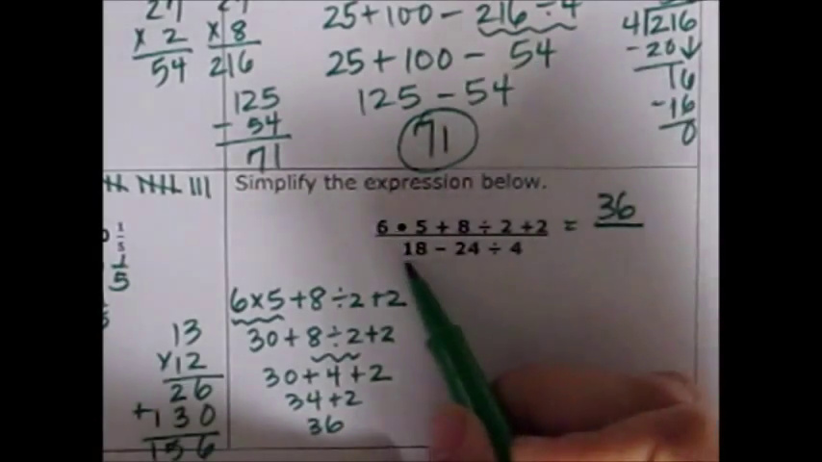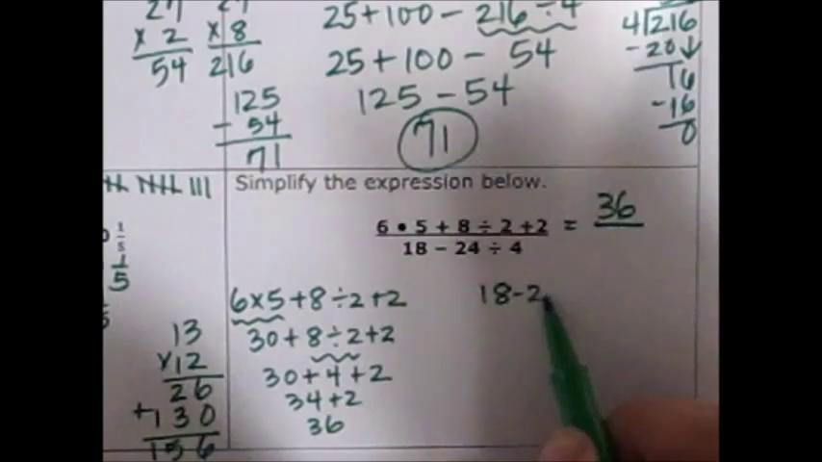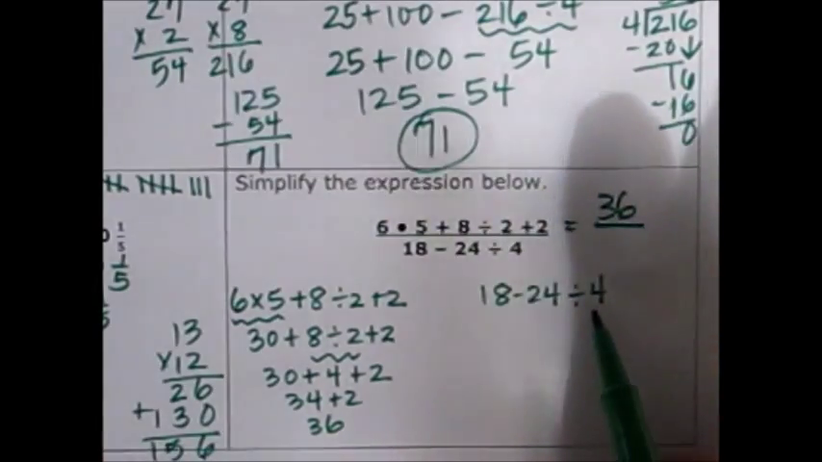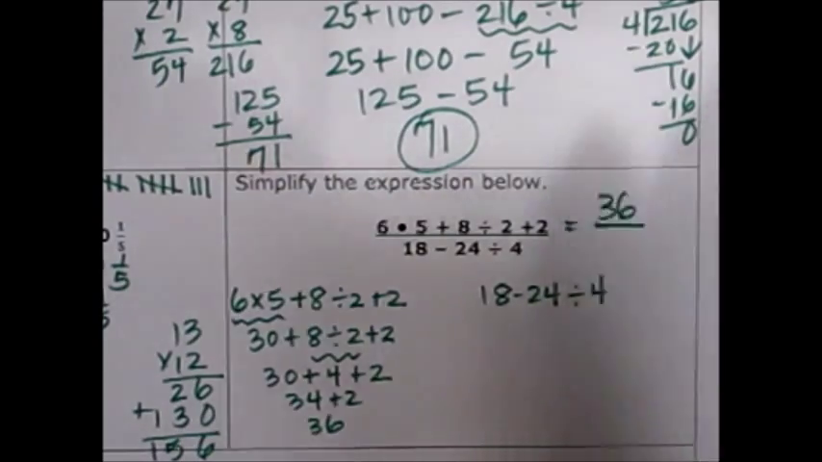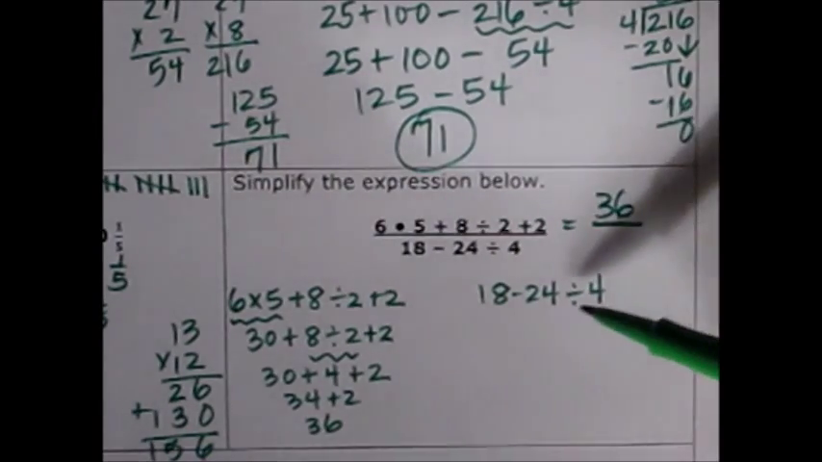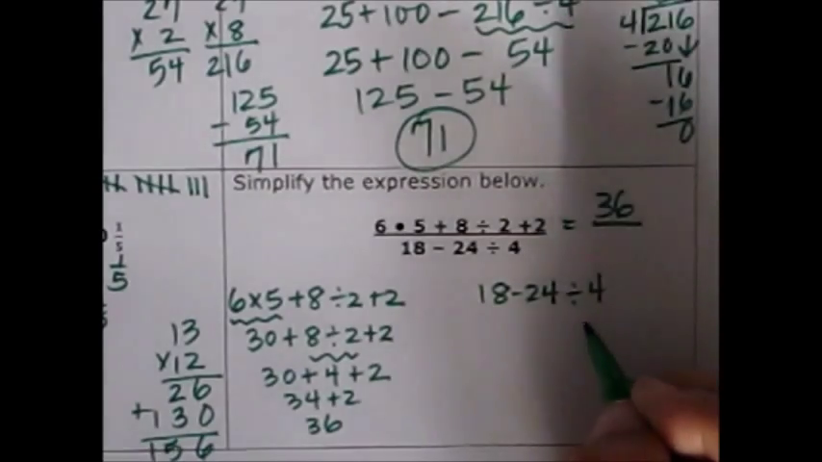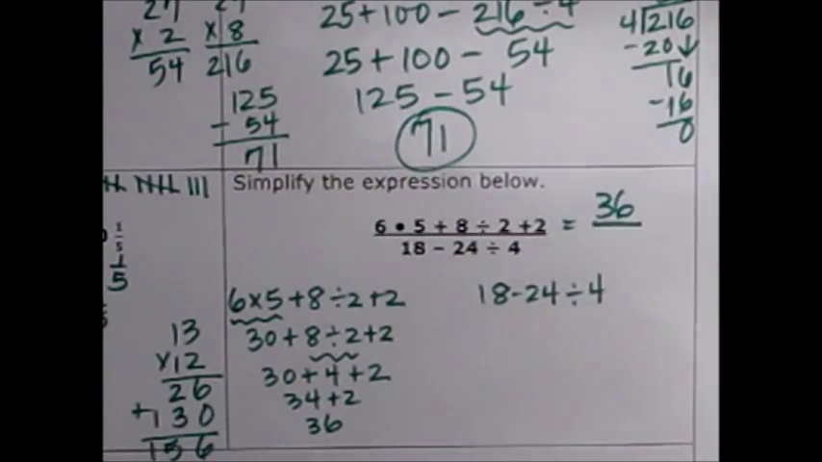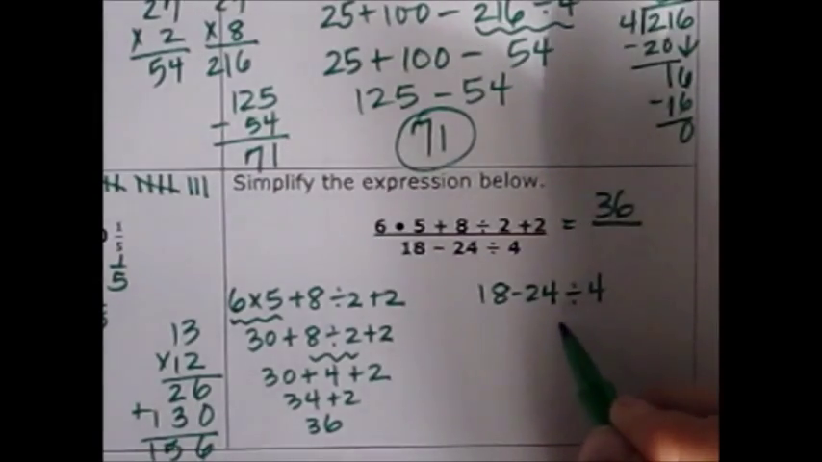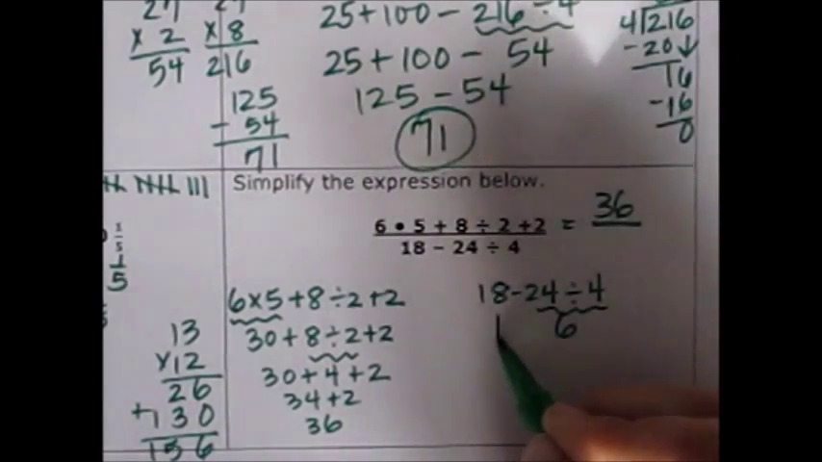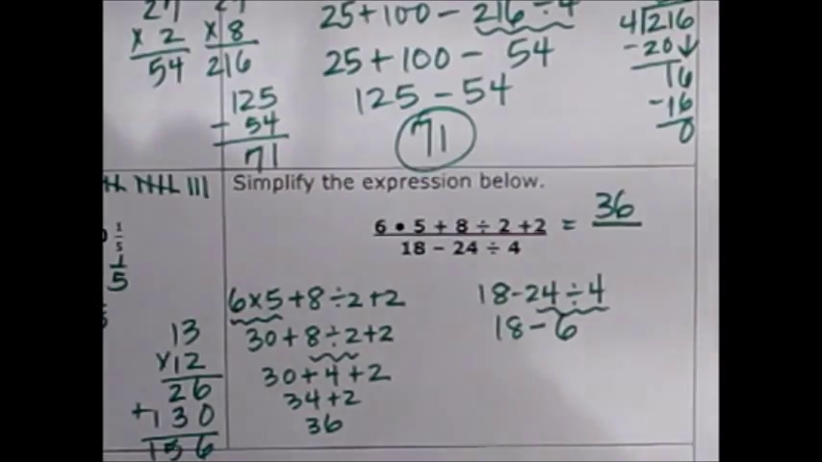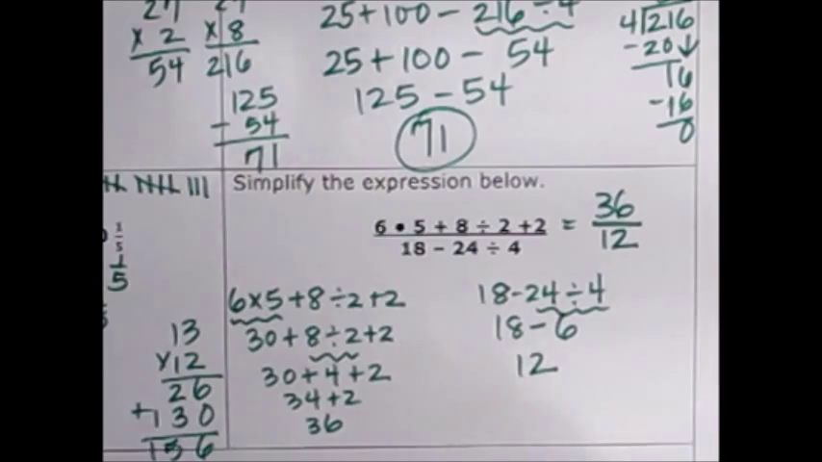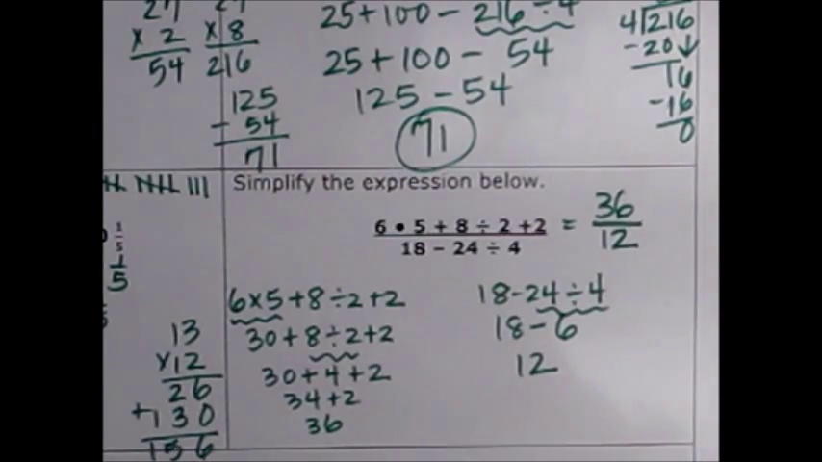Okay, let's rewrite this one. 18 minus 24 divided by 4. So I don't have any groups, I don't have any multiply, but I do have a divide. So 24 divided by 4 is 6. Remember, think of the opposite. 4 times what would give you 24? It would be 4 times 6. So 18 minus 6 is 12. So 36 divided by 12.